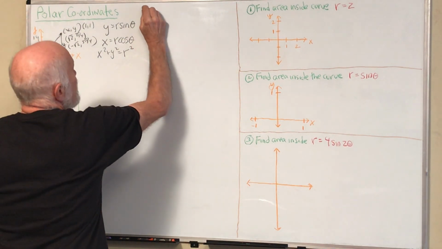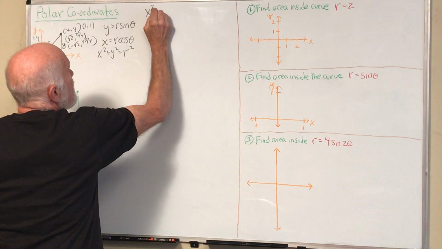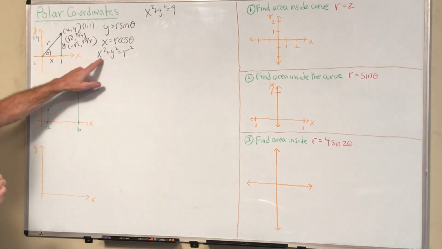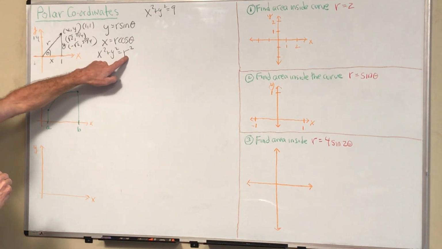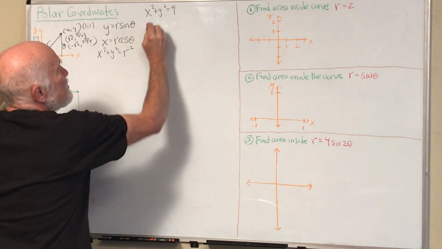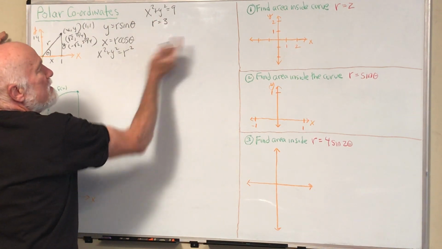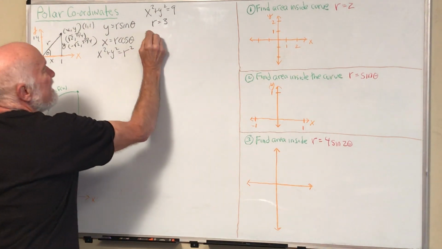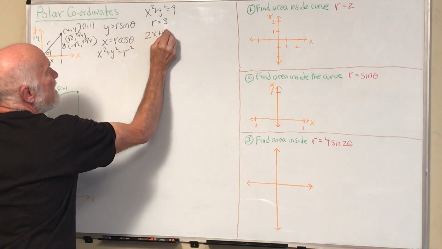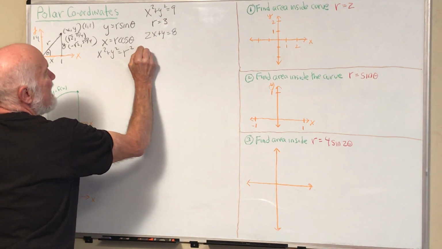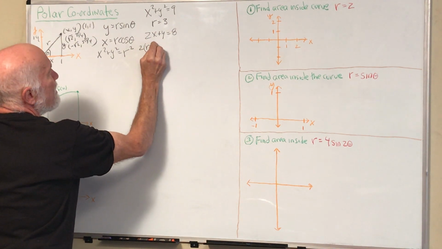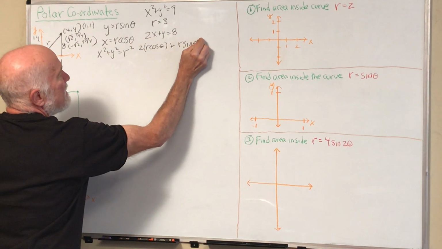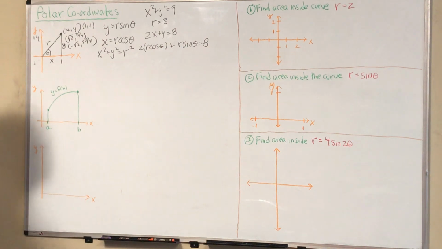Like for a circle, x squared plus y squared equals 9. Since x squared plus y squared is r squared, we could write r squared equals 9 or just r equals 3. Much more efficient. But if you wanted to write a straight line like 2x plus y equals 8, now you'd have to go 2r cosine of theta plus r sine of theta equals 8. So it's not as nice for straight lines.